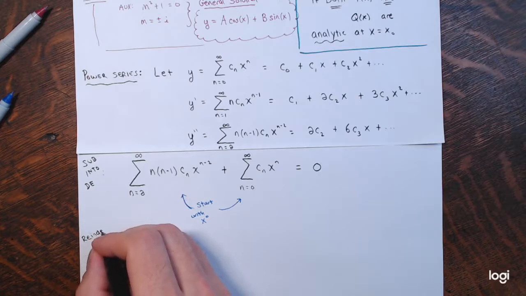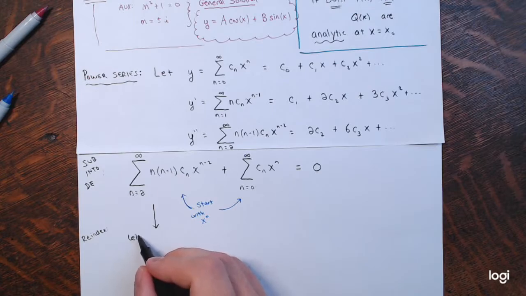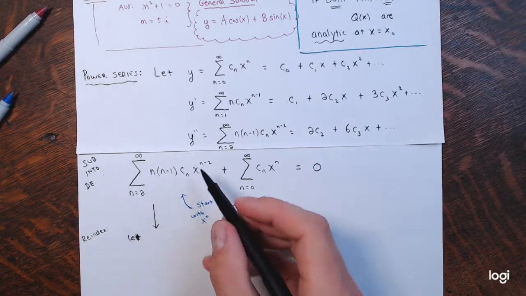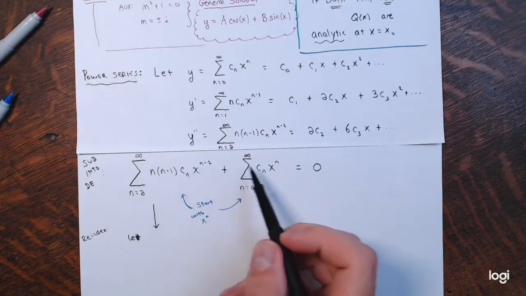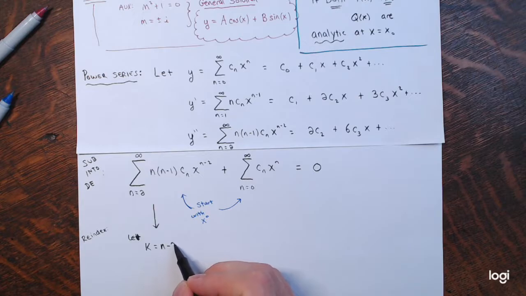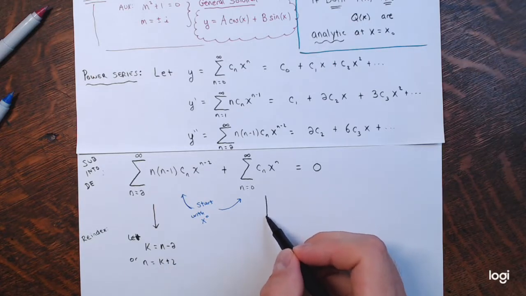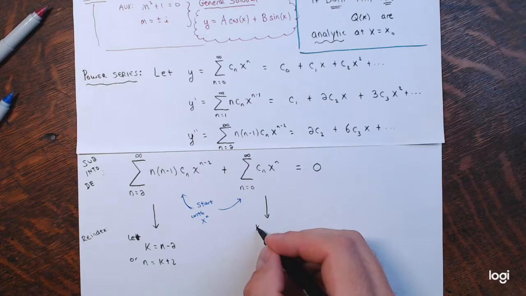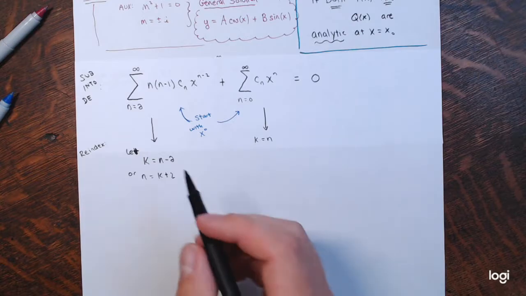Right, so I'll re-index these series. In the first series, I'm just going to replace the powers. I want both series to have the general term involve x to the kth power, so that they're the same. So I have k equal to n minus 2 here, or you could say n is k plus 2. And in this series, I'm just going to replace n with k. So everywhere there's an n, I replace it with k. Let's see what we get.